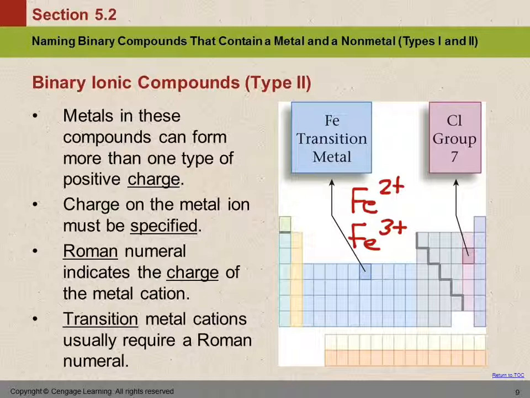Since there are two possibilities, we need to specify which one is in the compound that we're naming. And we do this by using Roman numerals. So the Roman numeral is going to be used to indicate the charge. The transition metals are the ones that usually require a Roman numeral.